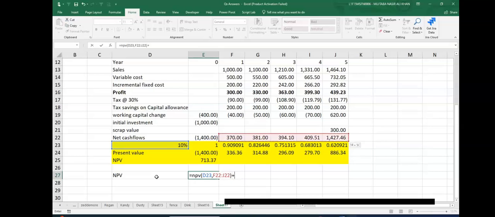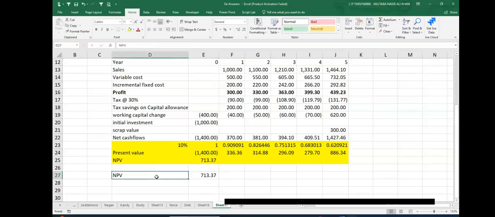Sir, why are you adding? Because it is negative, that's why. So you will calculate the NPV in one cell. I think the second one is easier. You can compute using the second way. Okay, this is another way of doing it.